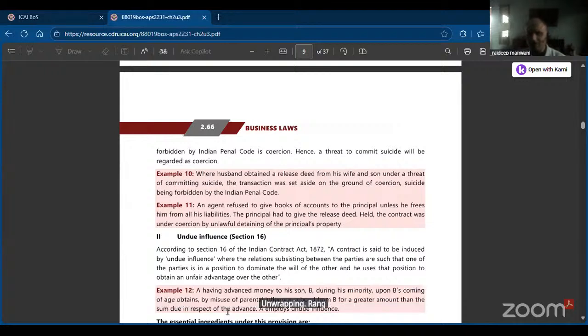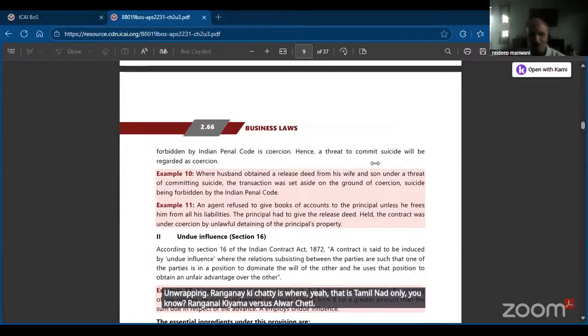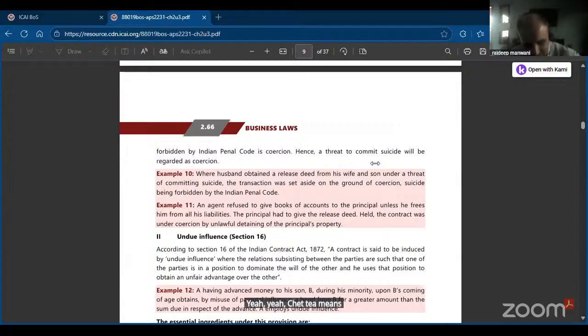Ranganayaki Chetty, where is that? That is Tamil Nadu only, no? Ranganayaki Amma was Alvar Chetty. Chatti means small, Chittamma. Shetty is in Mangalore. Chetty is in Tamil Nadu, I think. Yeah, Chettiar.